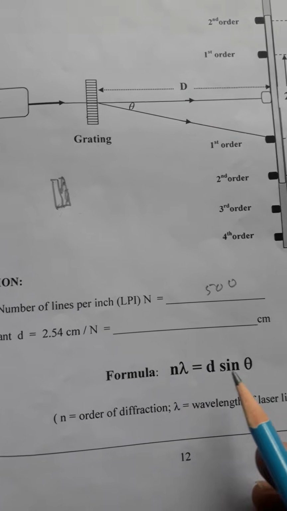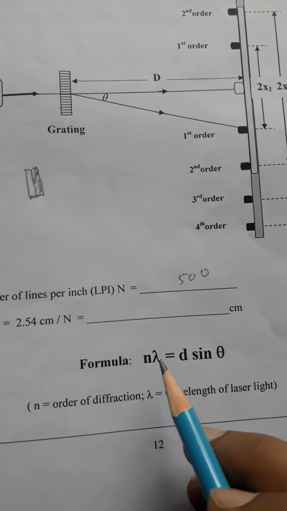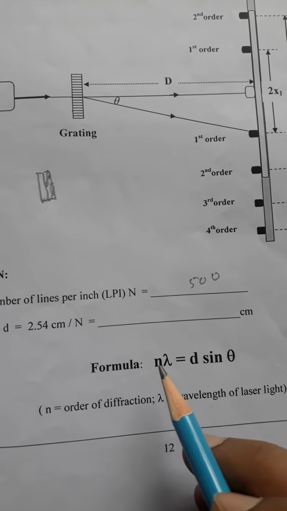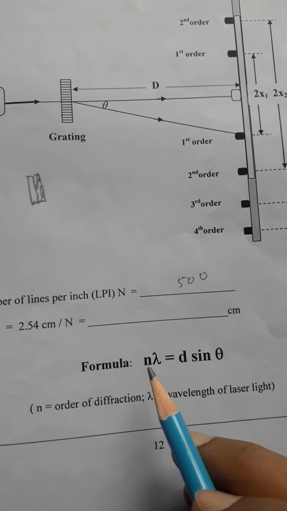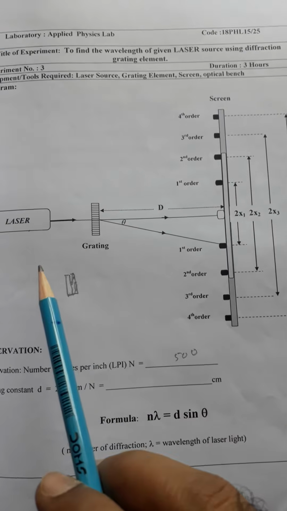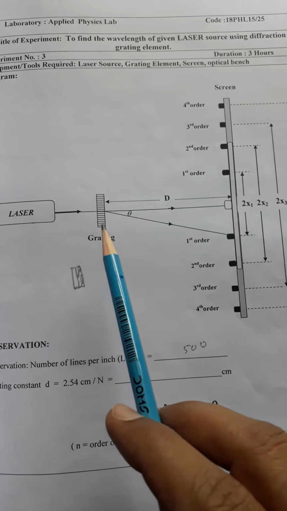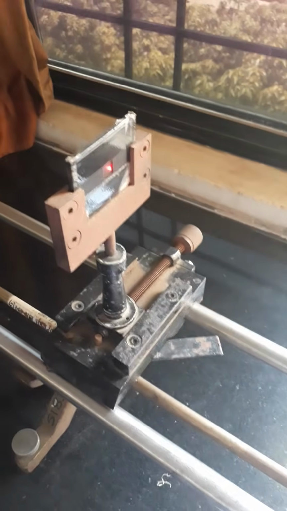Now this is the formula which we derived in the class. Here d is the grating constant, lambda is the wavelength of light, n is the order, and theta is the angle at which we observe the specific order. This is the experimental setup diagram. We have the laser and the grating, and this is the pattern that we observe on the screen. The laser source is incident on the grating, and this is what we observe on the screen.